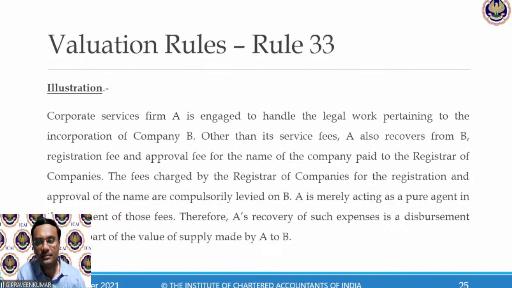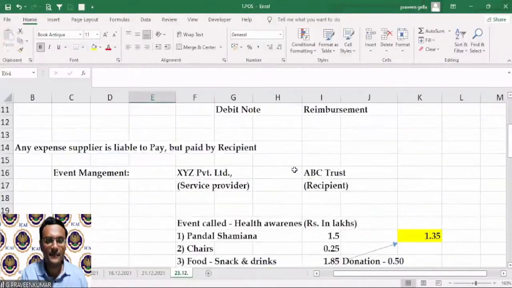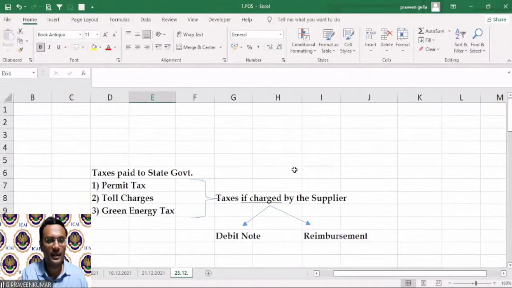Next question. Can you explain the taxes, duties, etc. if reimbursed or debit note issued? Definitely. I'll come back to my Excel file. Yeah, you can see the Excel file. Hope you can see the Excel file, Janaki.